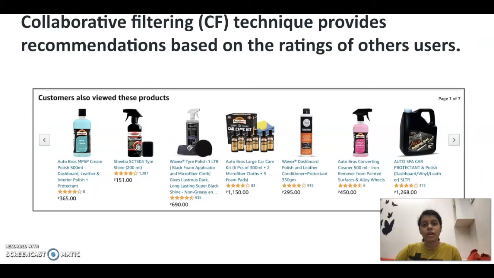Now, according to a paper published in 2019 by S. Zhang and others, there are three main categories of recommender systems. The first one is the collaborative filtering technique. This provides recommendations based on the ratings of other users and how those users interact with other pieces of content as compared to how you interact with it.